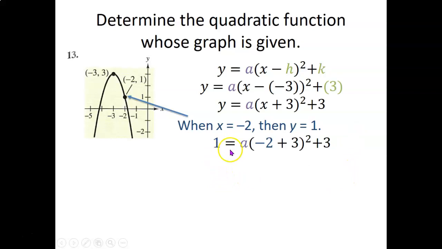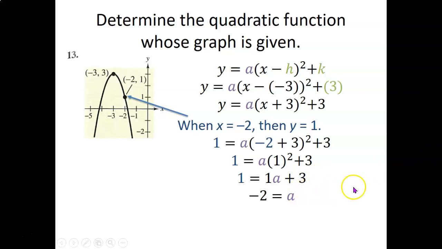So 1 equals a times (negative 2 plus 3) squared plus 3. Okay, let's work on that and try to get what a has to be. Inside the parentheses, negative 2 plus 3 would be just good old positive 1, and 1 squared would be 1. So now we're looking at 1 equals 1a plus 3. Subtract 3 on both sides and you get 1a, or just a, equals negative 2.